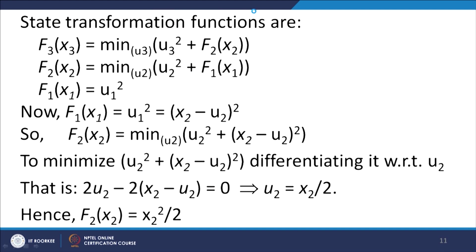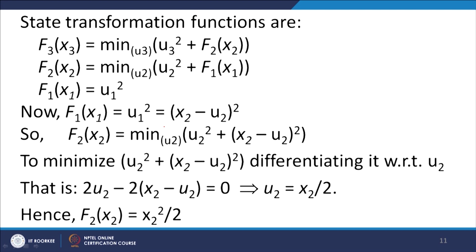So, now once we have defined the state variables and the state transformation function, let us proceed to find out what this f1 x1 is. As you know, from this condition f1 x1 is equal to u1 squared, and now we will substitute the value of u1, which is equal to x2 minus u2, and the square has also to be taken.